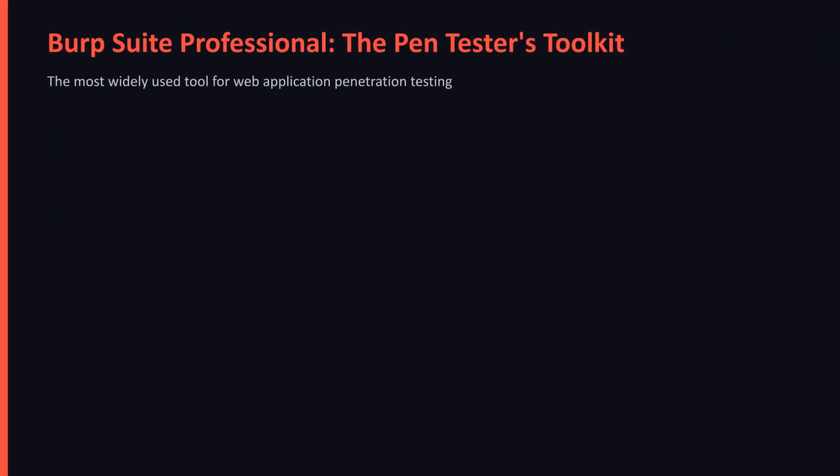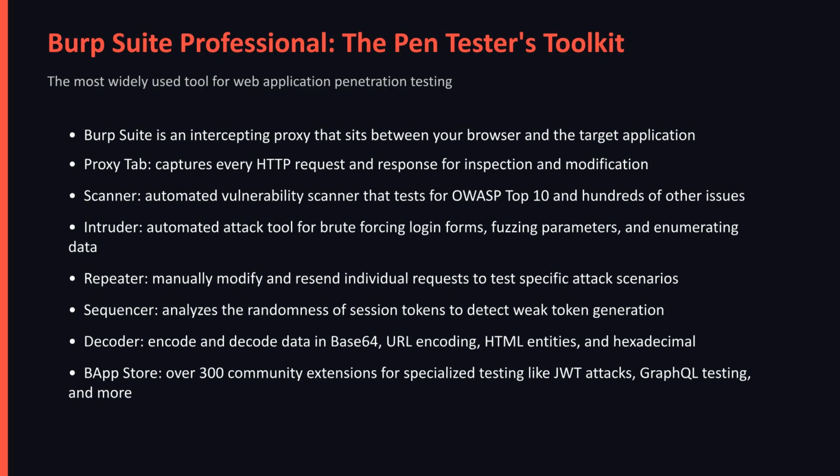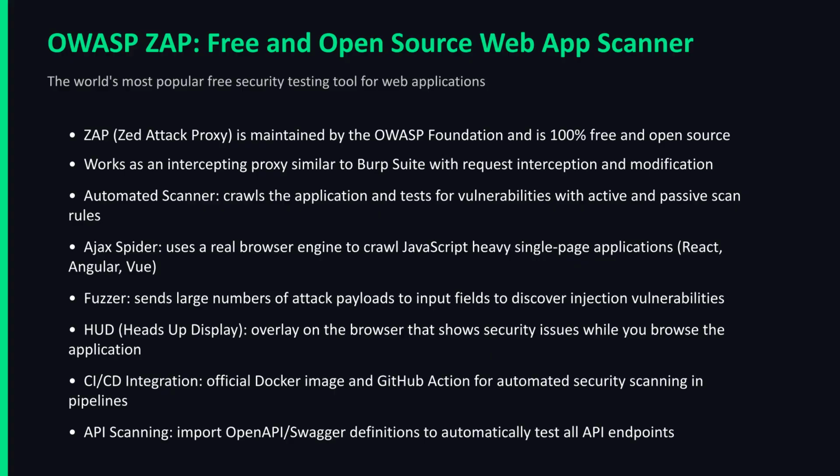For penetration testing, Burp Suite Professional is the industry standard. Its intercepting proxy, automated scanner, and tools like Intruder and Repeater allow security professionals to thoroughly test applications and uncover complex vulnerabilities. OWASP ZAP is an excellent, free, and open-source alternative for automated scanning.